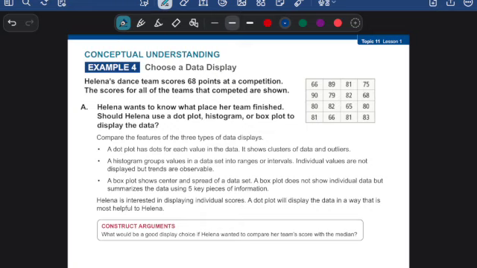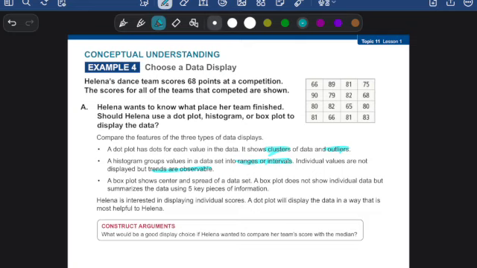Well, what are the values of each of the displays? A dot plot is excellent for showing clusters where they're all grouped together and for identifying outliers, data points that are way outside of the norm. Histograms group into ranges or intervals. So we are not seeing individual data points, but we're seeing frequency that fall in each interval. So we can see trends from a histogram, like where the peak is, or if it's symmetrical.